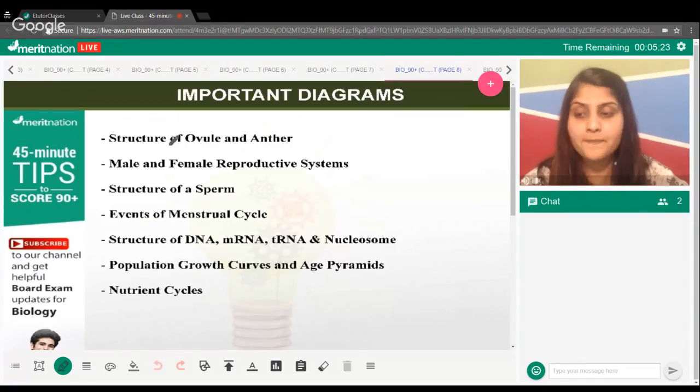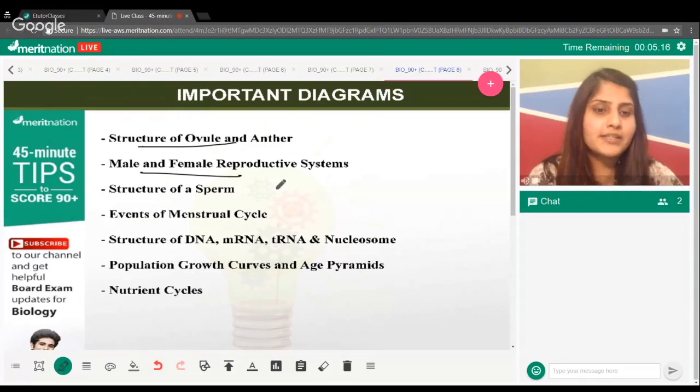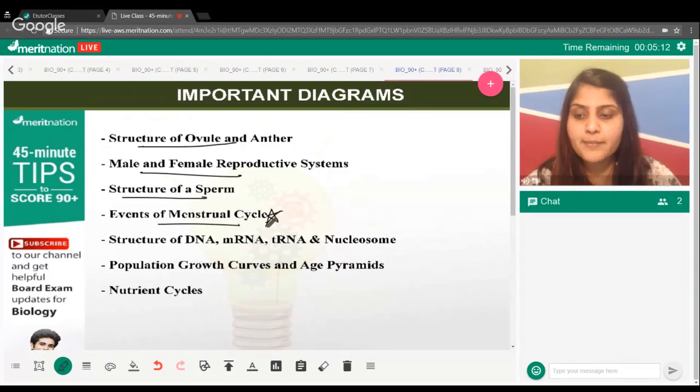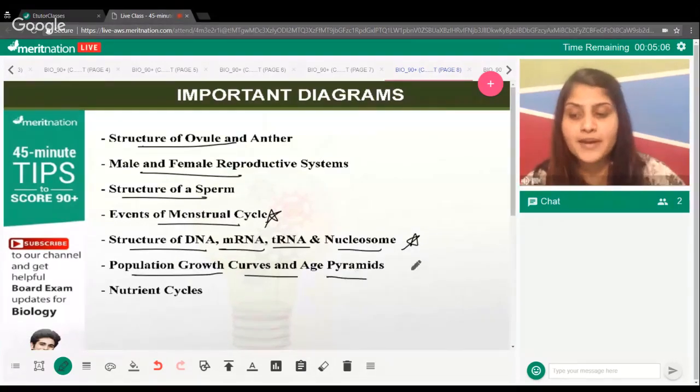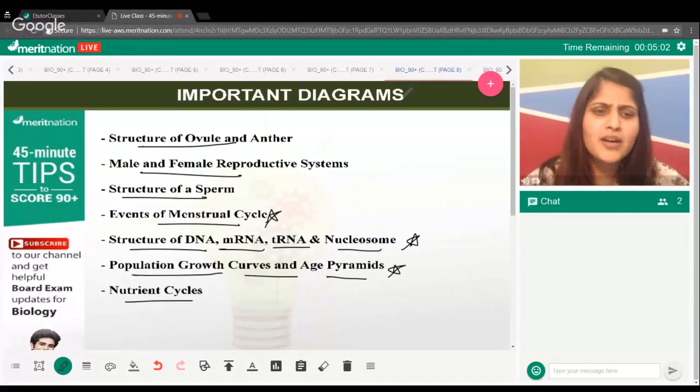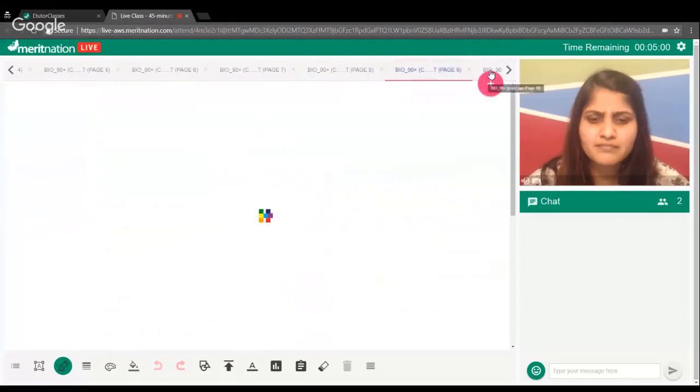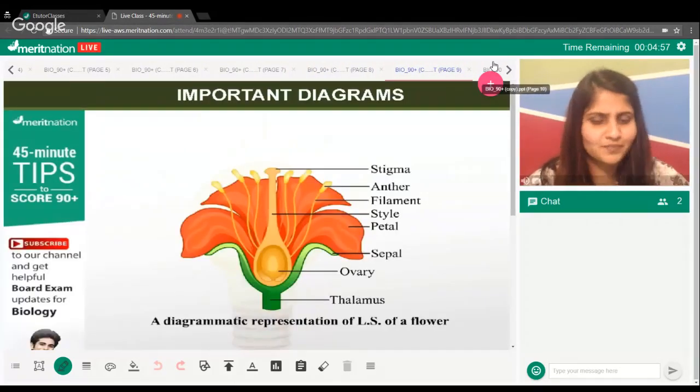So for example, structure of ovule and anther, male and female reproductive system, already told. No, you don't have to learn the data, I already told you this. Structure of sperm, you should know. Events of the menstrual cycle, important. Structure of DNA, mRNA, tRNA, and nucleosome, important. Population growth curves and age pyramid, important. And nutrient cycles. No, I will not tell you to skim through the chapters, because you cannot take a chance, can you? Life is not about taking chances, Muskan.